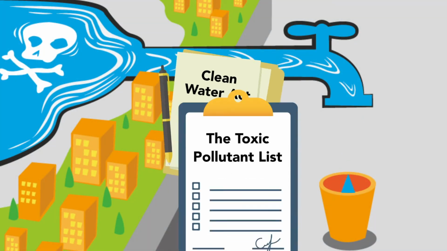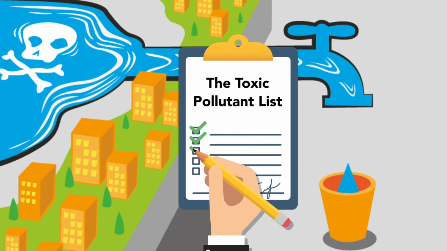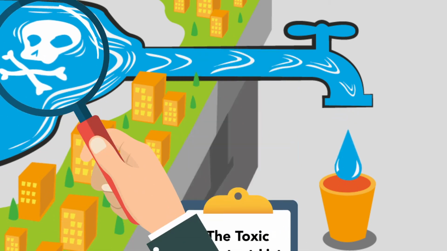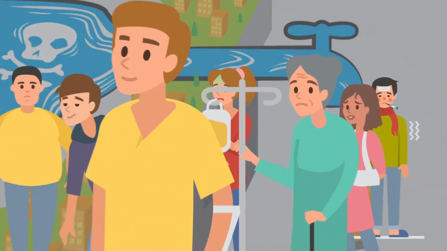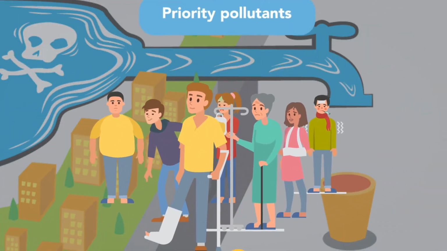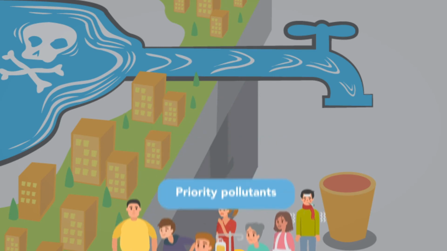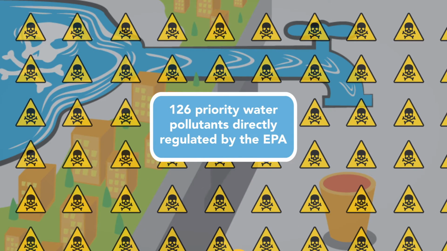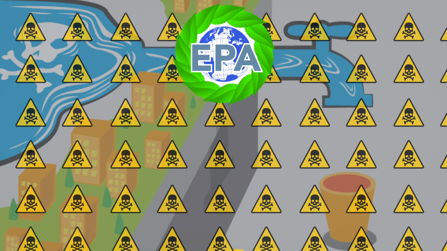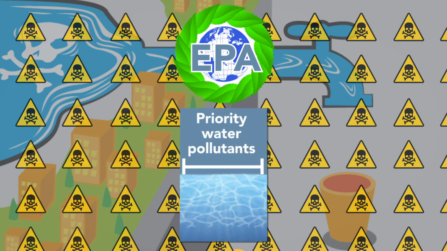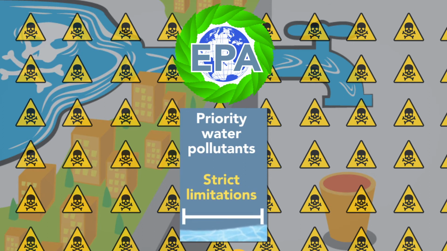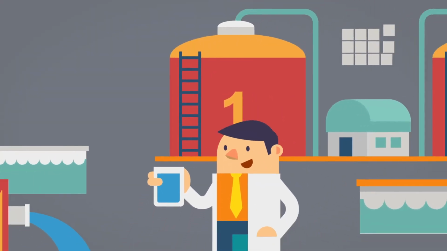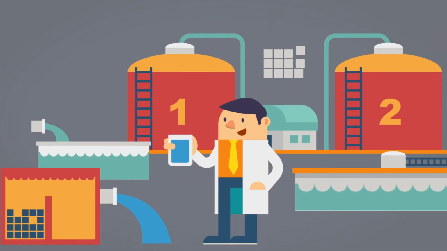The toxic pollutant list includes pollutants known to be hazardous to human health. Individual pollutants known to harm human health are known as priority pollutants, and there are currently 126 priority water pollutants directly regulated by the EPA. Because they are so dangerous, toxic and priority water pollutants have strict limitations. Anyone discharging these pollutants must use the best technology economically available and set pre-treatment standards to help prevent their damaging effects.